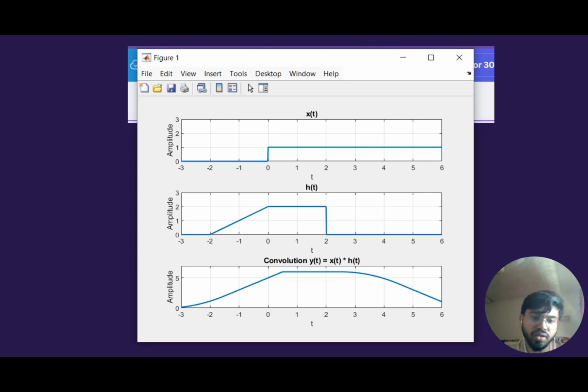The bottom plot displays the convolution y(t), where y(t) is equal to 0 for t less than -2 and t greater than 2 due to no overlap, as we have discussed during the mathematical calculation.